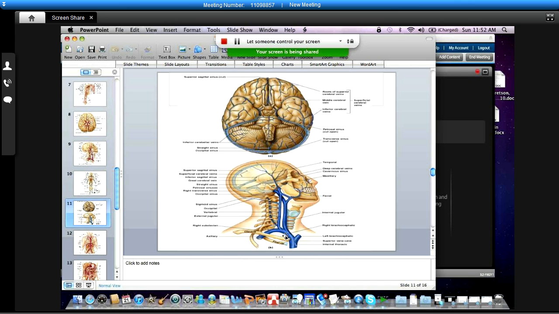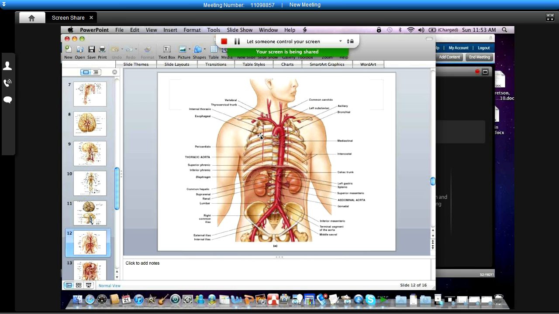Similarly, you also see off of the major trunk the right subclavian vein. As the right subclavian vein crosses under the clavicle, it turns into the axillary vein. The aorta, I've already kind of gone over for you. Again, the aortic arch, thoracic aorta, diaphragm, abdominal aorta. There are branches off the abdominal aorta that I'll go over in just a second.